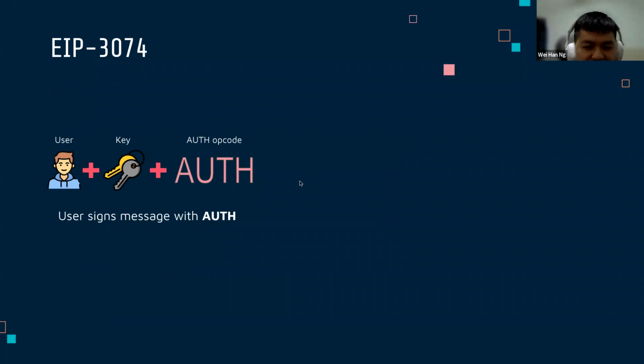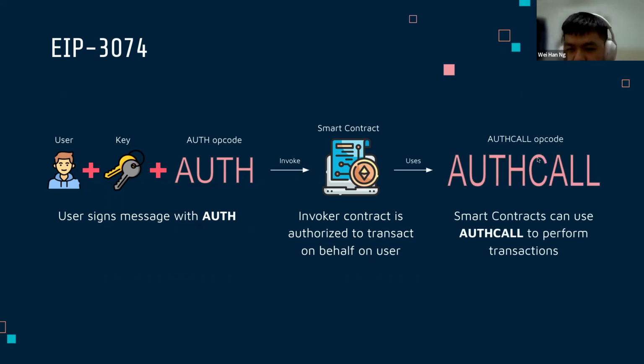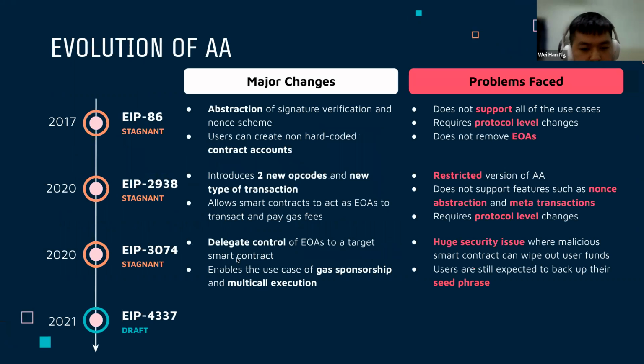So with this signed message, it can invoke a smart contract to transact on behalf of the user, right? And this smart contract can make transactions on behalf of the user by using an opcode called auth-call, right? So smart contracts can use auth-call to perform transactions. So coming back to the previous slide, the major changes are, like what I said, sort of the opposite of the previous one.